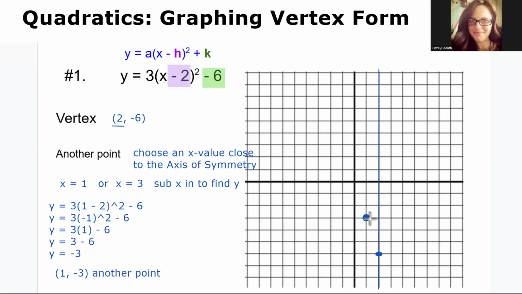And then using the axis of symmetry, I know that there will be a mirrored point right here on the other side of our axis of symmetry. And I can connect these 3 points. And here is a rough sketch of our parabola, the graph of this quadratic.